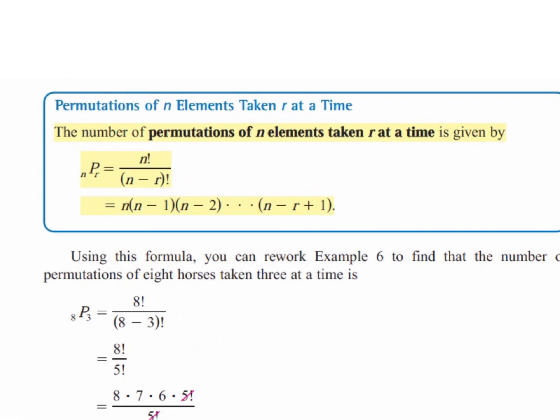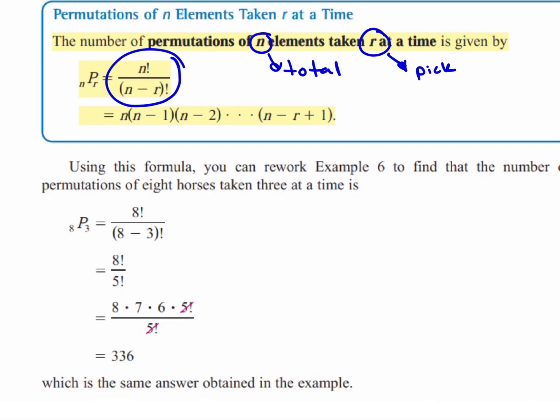So the number of permutations of n elements taken r at a time is given by this formula here. So n factorial over n minus r factorial, where n is the total elements and r is the number that we're picking, I guess. The number that we care about. How many are we picking at a time? So in that last question, we had 8 horses total, but we only picked first, second, and third place. So n would be 8 and r would be 3.